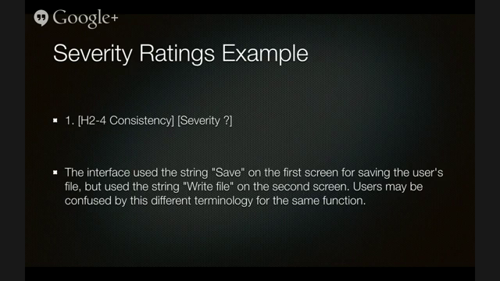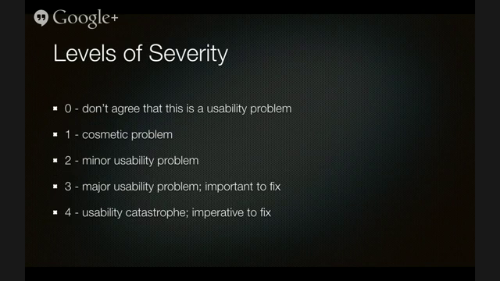All right, so here's an example of one with a severity rating. The interface uses the string "save" on the first screen for saving the user's file, but uses the string "write file" on the second screen. Users may be confused by this different terminology for the same function. What severity rating would you give that on our 0 to 4 scale?